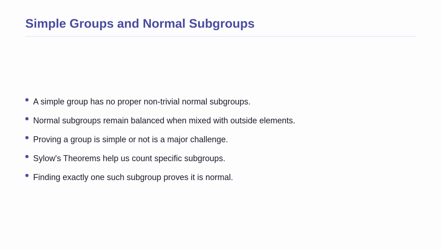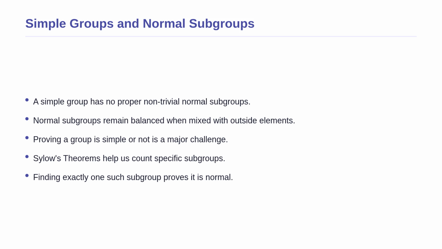Now that we have our detective analogy, let us define our terms formally. Why does this matter? Because proving whether a group is simple or not is one of the biggest challenges in abstract algebra. A simple group is like an indivisible atom. It has no proper non-trivial normal subgroups.